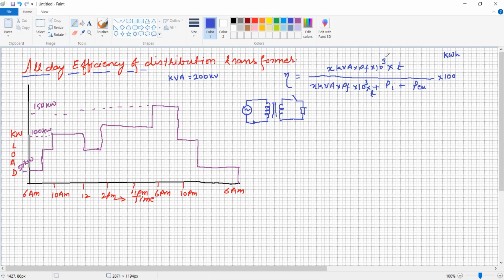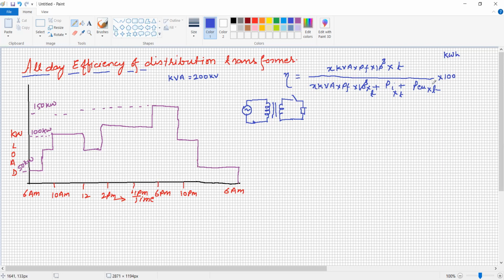Say I'm representing this in kilowatt, so I'm not writing 10 raised to 3 here to convert into watts. So this power loss is also in kilowatt, multiplied by time. So it is nothing but the energy output by the transformer divided by the total energy input to the transformer. This energy input is to overcome the iron losses as well as the copper losses in the primary and secondary winding.